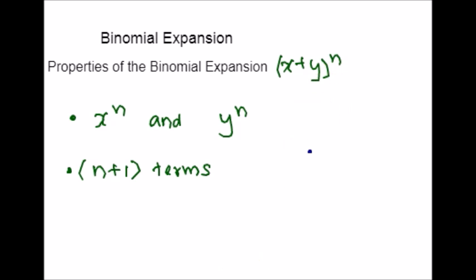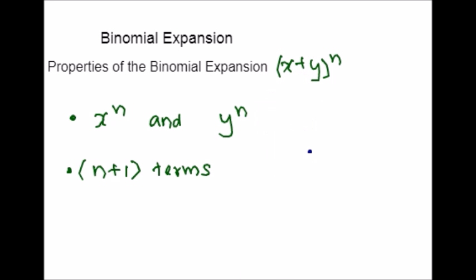If the coefficient of each term is multiplied by the exponent of x in that term, and the product is divided by the number of that term, we obtain the coefficient of the next term. So these are the 4 important properties of any binomial expansion.